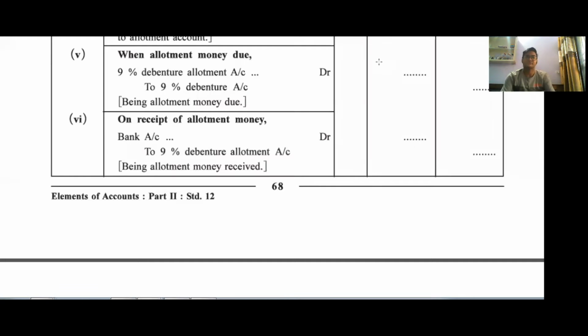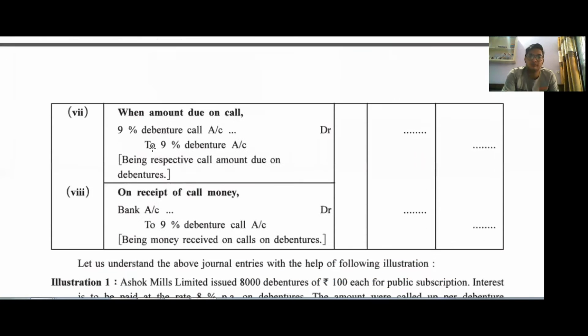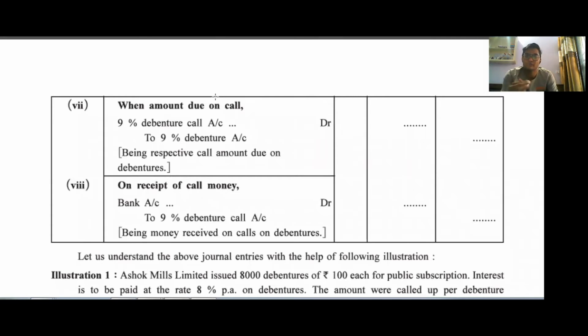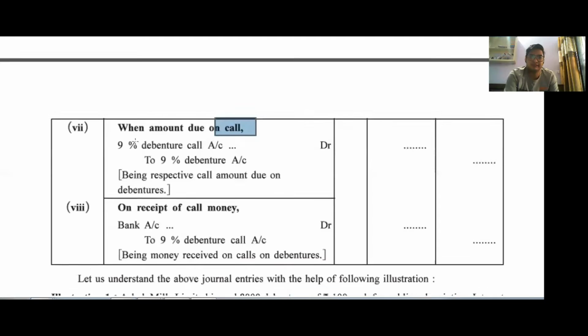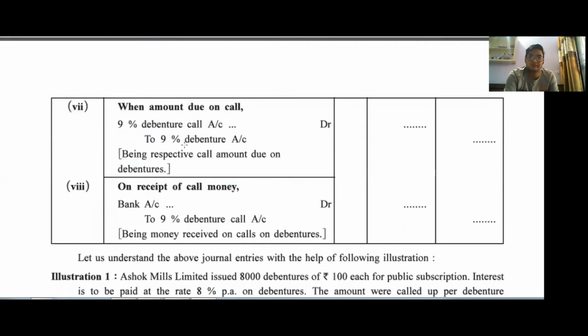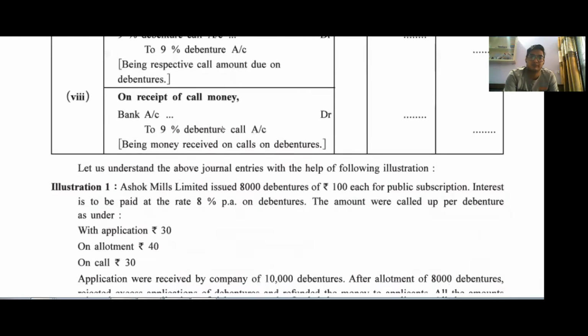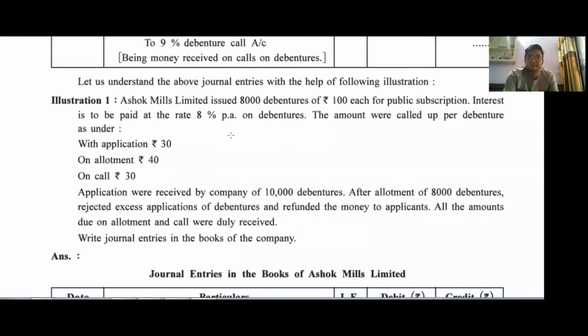Next, entry number 4, bank account debit to 9% debenture allotment account for allotment. Now, fifth and sixth entry for call. If it is first and final call, it can be only final call. And if there are two different calls, first and final, then two entries for each installment. Here, it is just a call. So now, entry number 5, entry number 7, that is 9% debenture call account debit to 9% debenture, and bank account debit to 9% debenture call account. That's it. Okay.